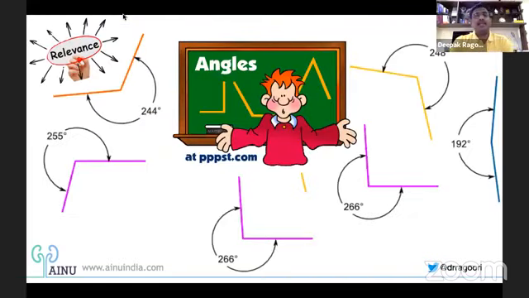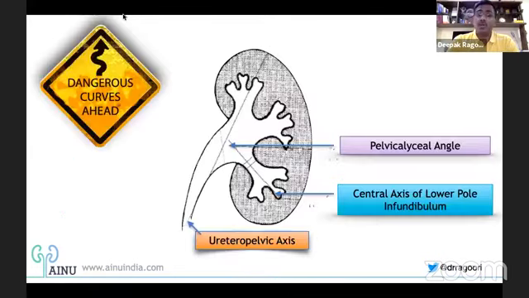At the end of the day, these are the angles which play a very critical role, whether you will be able to reach the stone or not. The pelvic calyceal angle, the axis of the lower polar infundibulum, and the ureteropelvic axis. So if you look at these 3 lines carefully, eventually when your scope goes into the pelvis and tries to negotiate into all the calyces, these are the angles which play a major role.